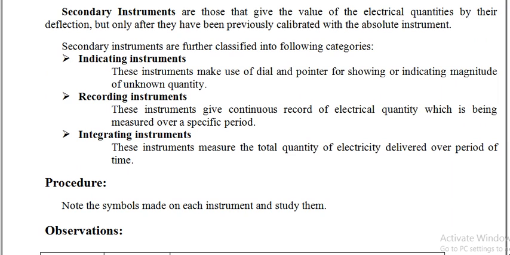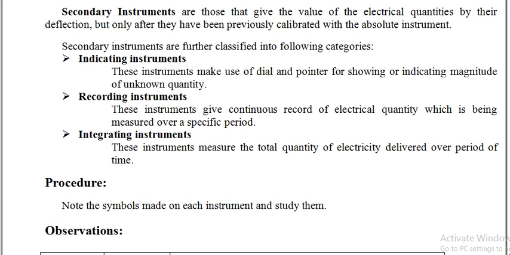And if you are comparing secondary instruments with absolute instruments and making them error-free, this process is known as calibration. This is very important. Calibration is a very important topic in instrumentation and measurement. You have to focus on this topic in your later labs, including this one.